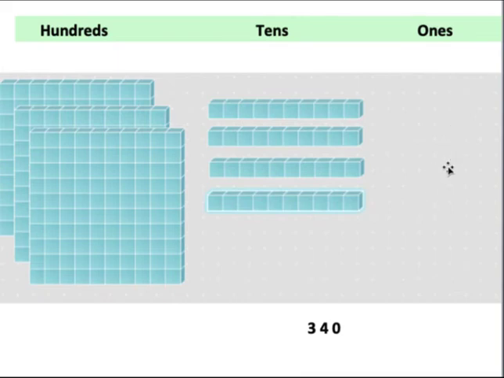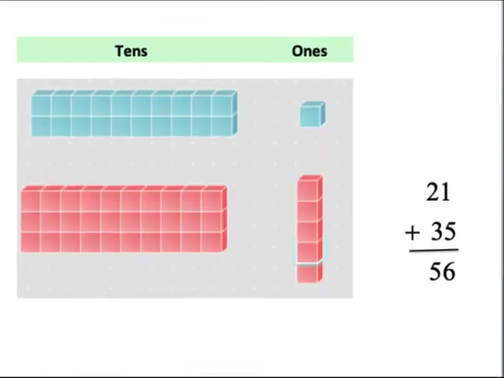This number is also interesting. It does have 3 flats. It has 300, it has 4 rods, 40, but it has no ones, no units. So this is a visual representation of the number 340. And again, you cannot leave the ones space empty. You have to indicate when you are writing and talking about the number that there are no ones, and we do that by writing a 0.